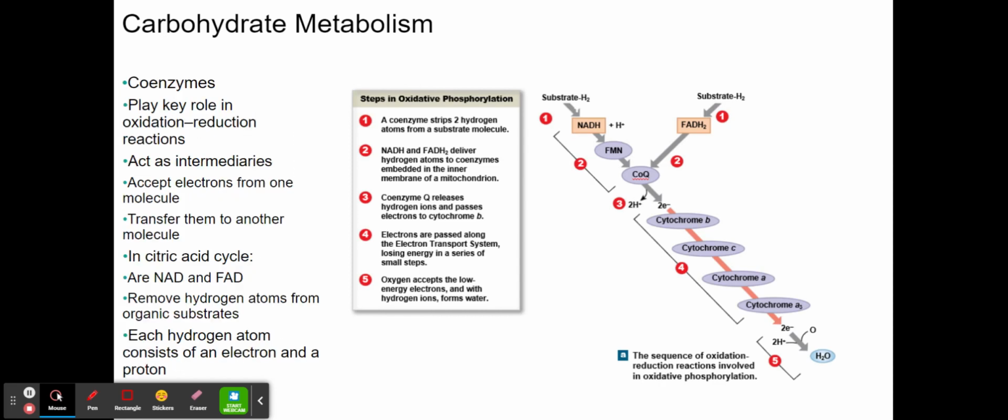Coenzymes play a key role in this process. A coenzyme acts as an intermediary that accepts electrons from one molecule and transfers them to another molecule. In the citric acid cycle, the coenzymes NAD and FAD remove hydrogen atoms from organic molecules. Each hydrogen atom consists of an electron and a proton. Thus, when a coenzyme accepts hydrogen atoms, the coenzyme is reduced and gains energy. The donor molecule loses electrons and energy as it gives up its hydrogen atoms.